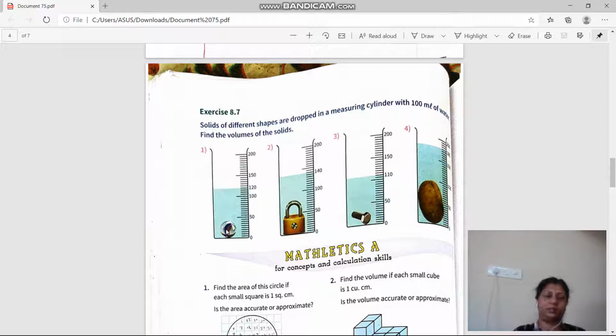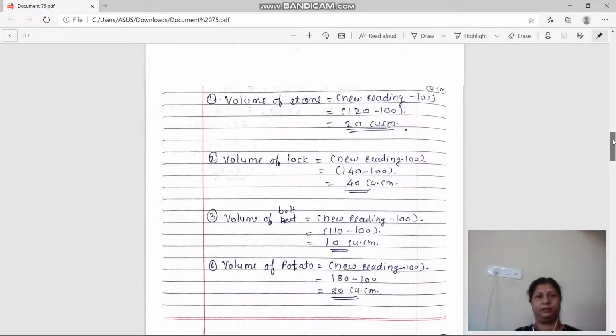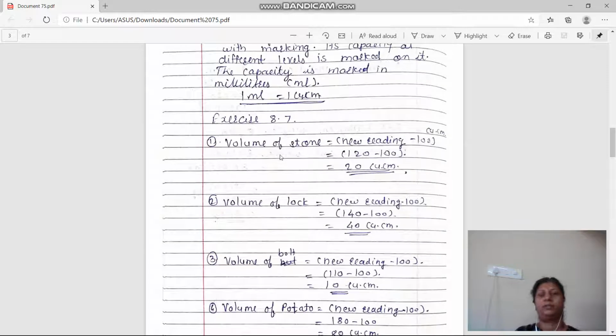So see this first. For the first it is up to 120. So see here how you have to write. By mistake I have written stone here. Please write marble. Volume of marble is equal to new reading minus 100. So 120 minus 100 we get 20 cubic centimeter. Okay. Then next.